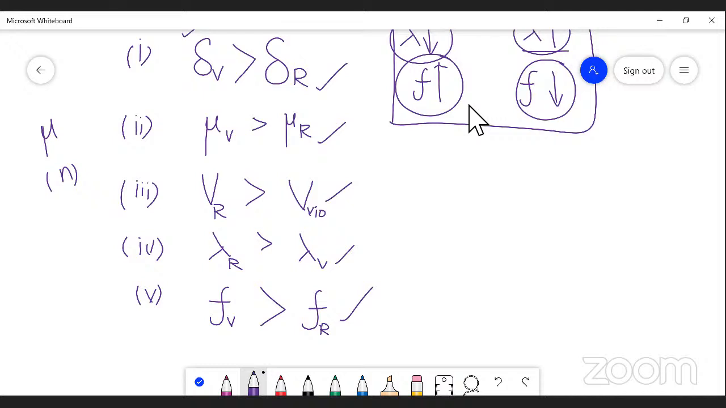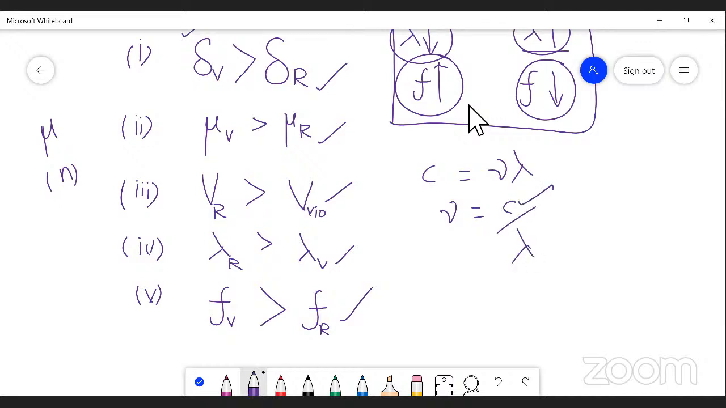And the next one is velocity. The velocity of red color is maximum compared to violet. And as you know well, the wavelength of red color is maximum and for violet it is minimum, and frequency is the reciprocal of wavelength. C is equal to nu lambda, so nu is equal to C by lambda, where C is the velocity of light.